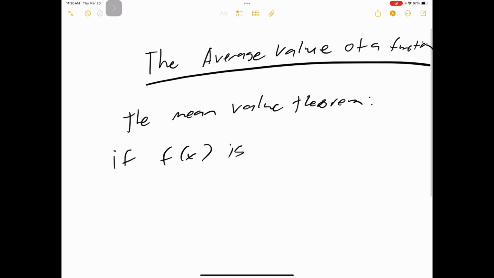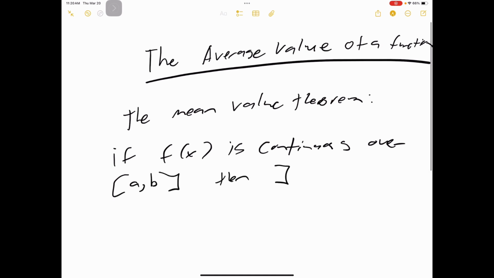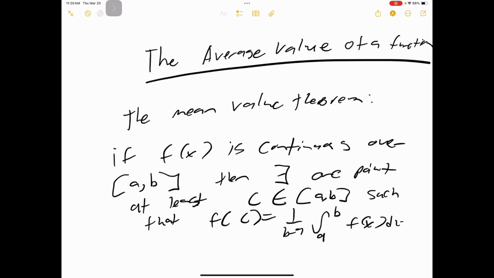if f of x is continuous over an interval a, b, we should be used to seeing this by now, then there exists one point at least, there's some c in (a, b) such that f of c is equal to 1 over b minus a times the integral from a to b of f of x dx.